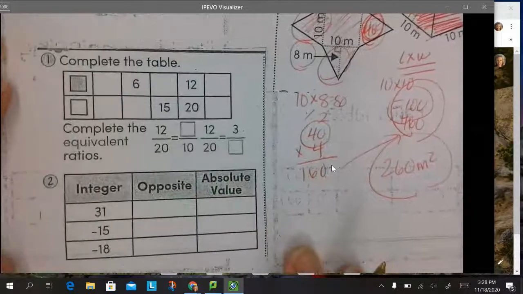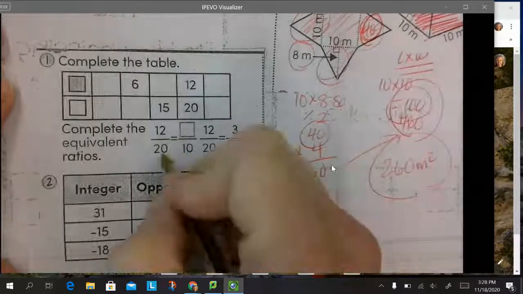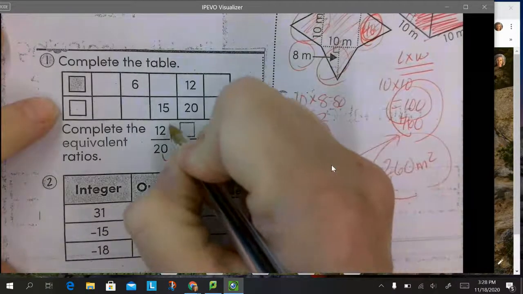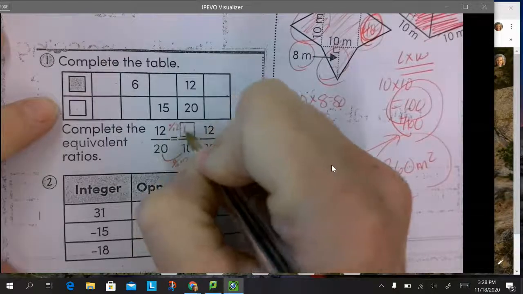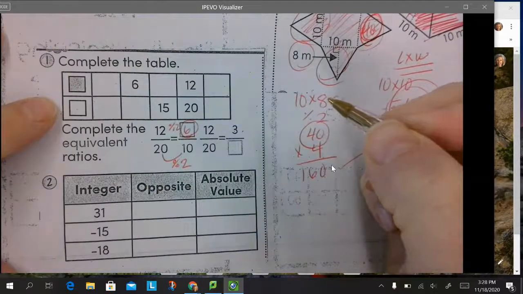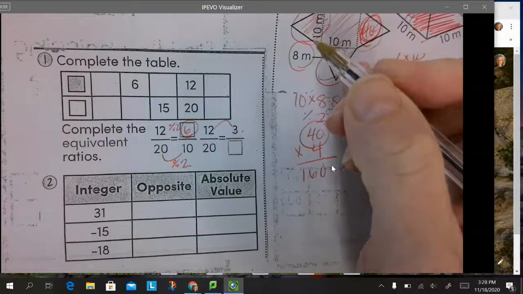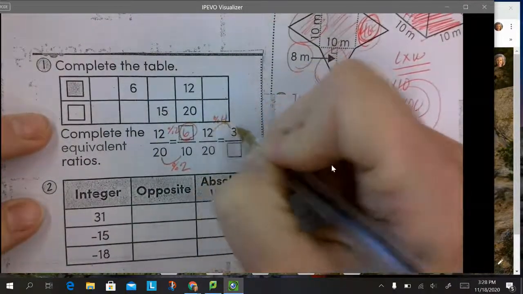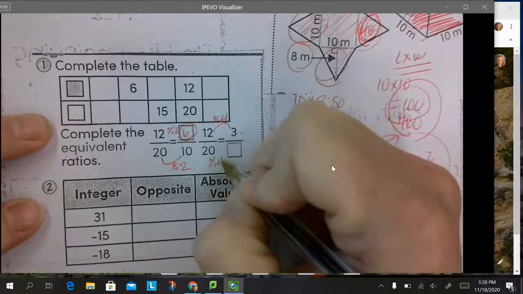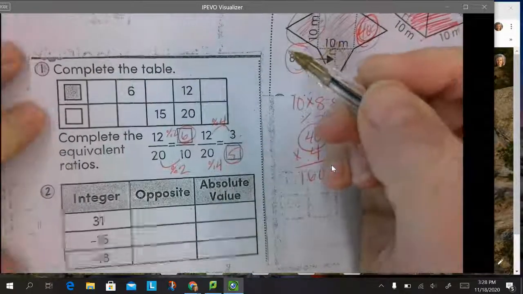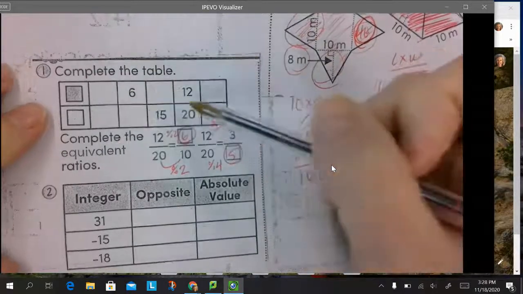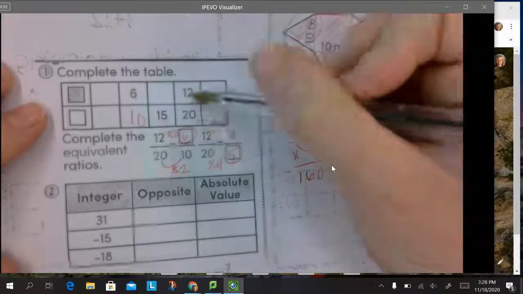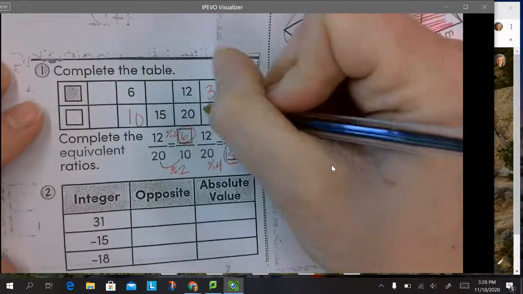Let's start right here. To get from 20 to 10, what do you have to do? You have to divide by 2. So divide by 2 up here. 12 divided by 2 is 6. Now from here to here, you have to look for a relationship. 12 divided by 4 is 3. 20 divided by 4 is 5. Okay? All right, so then we just have to fill these in. So it looks like 6 to 10, 12 to 20. This should be 3 to 5.